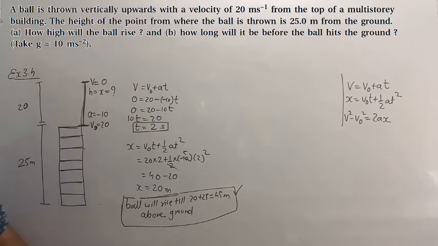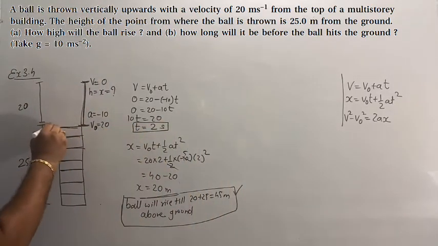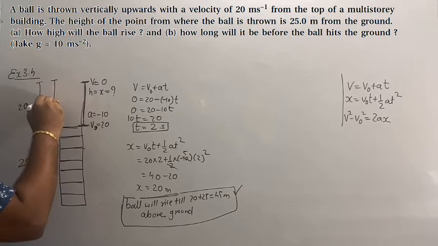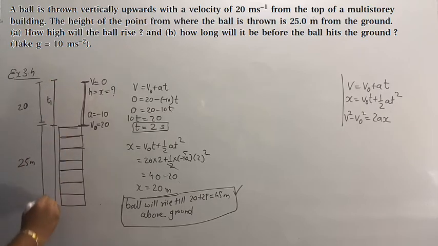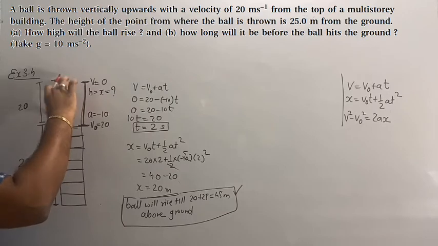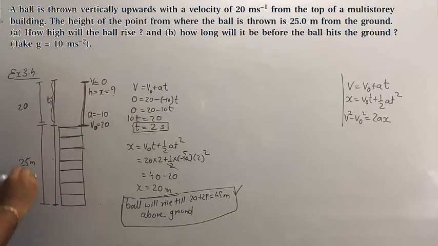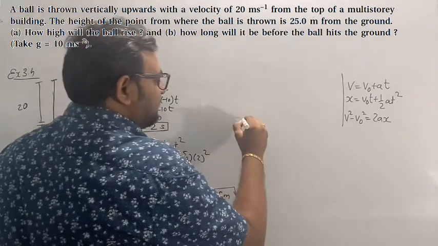Now, this second part. How long will the ball take to hit the ground? Means now see here, from the building, the time taken is T1, and from here, this total time is T2. Okay, clear? So this is T1 only this much, and T2 from here to here. So I will find out two times. First let's find out from here to here.